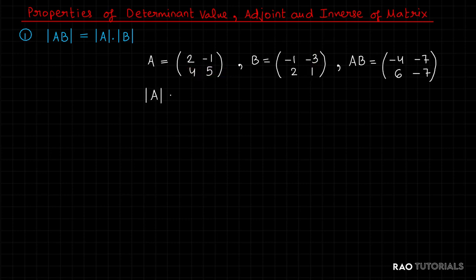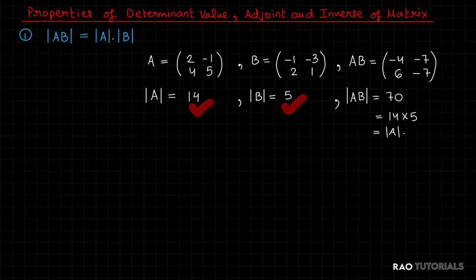Now determinant of A equals 10 plus 4, 14. Determinant of B equals -1 plus 6, 5. And determinant of AB equals 28 plus 42, 70, which is the product of 14 and 5. Thus the result is verified.